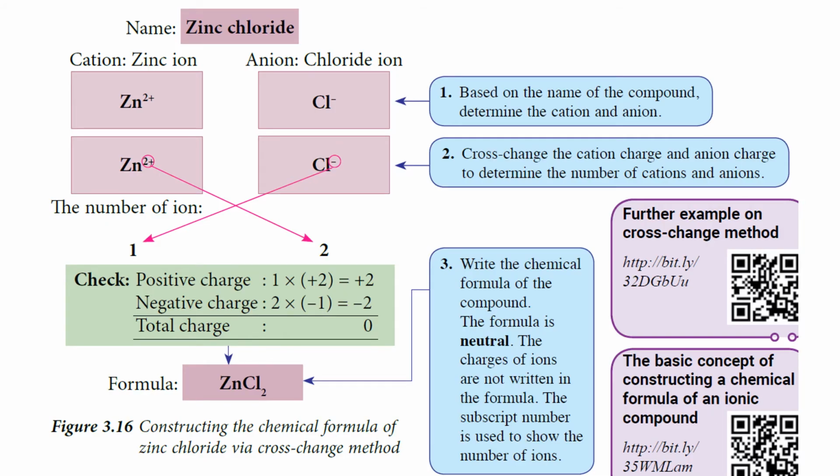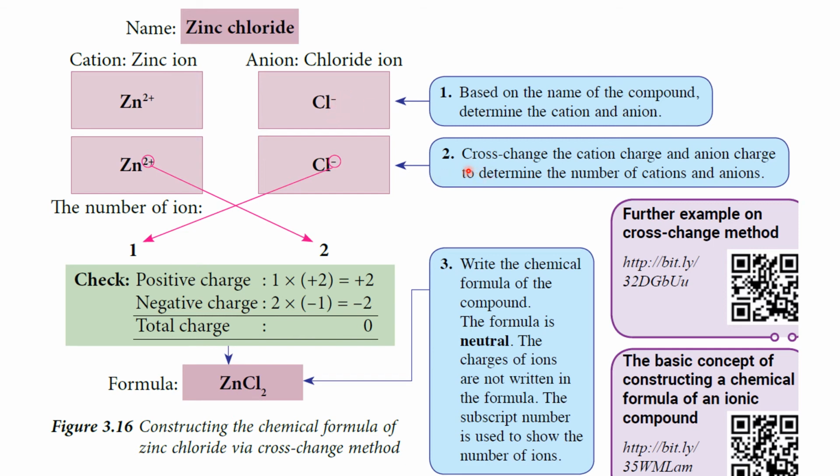Okay, so this is the example of constructing the chemical formula of zinc chloride via the cross-change method. The name is zinc chloride. Step one, based on the name of the compound, determine the cation and anion. The cation is zinc ion, with the positive charge. The anion is chloride ion. So Zn2+ and the chloride here, minus.